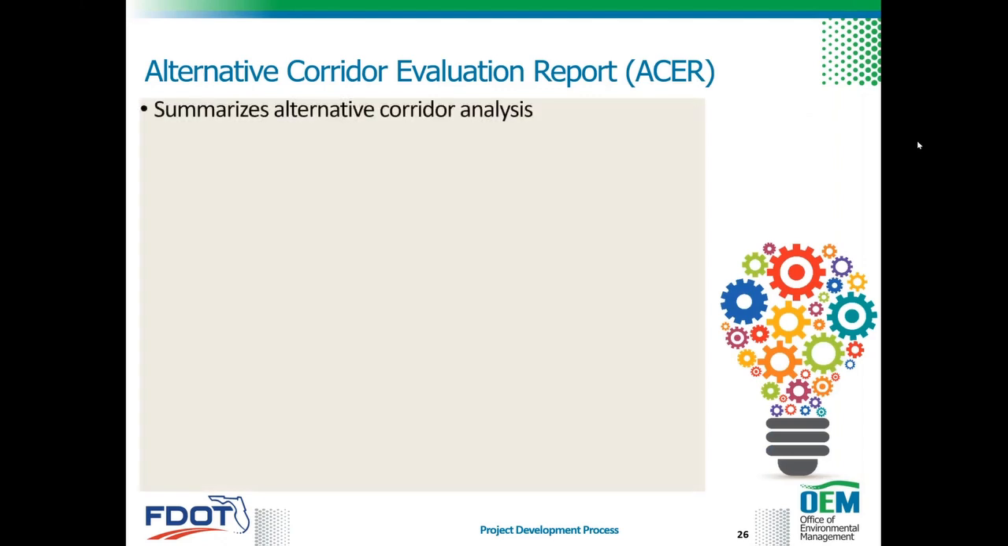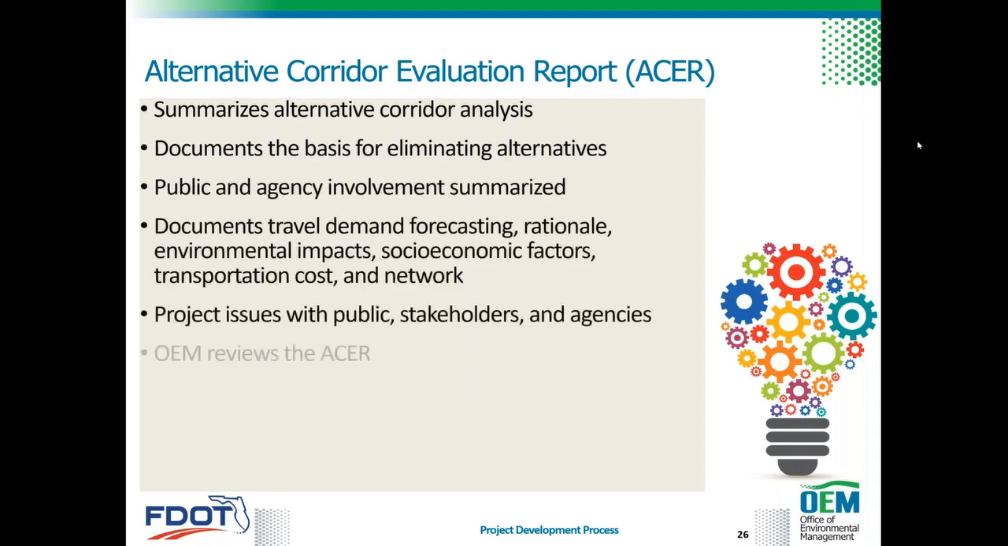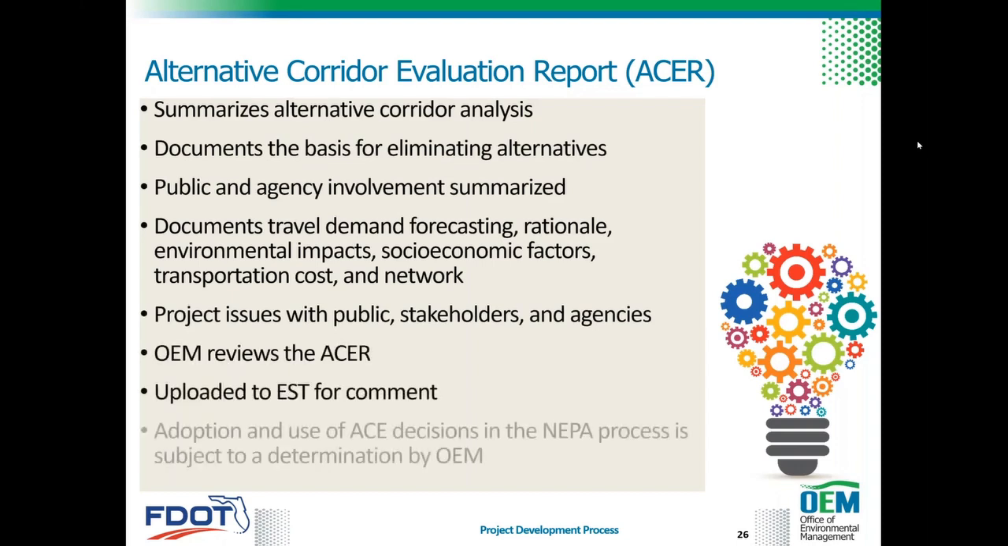So talking about the ACER, or the Alternative Corridor Evaluation Report, it summarizes the alternative corridor analysis and documents the basis for eliminating alternatives. Public and agency involvement is summarized therein, and it documents travel demand forecasting, rationale, environmental impacts, socioeconomic factors, transportation costs, and network, as well as project issues with public stakeholders and agencies. OEM reviews this report, and it is uploaded into the EST for commenting. Adoption and use of ACE decisions in the NEPA process is subject to a determination by the OEM.